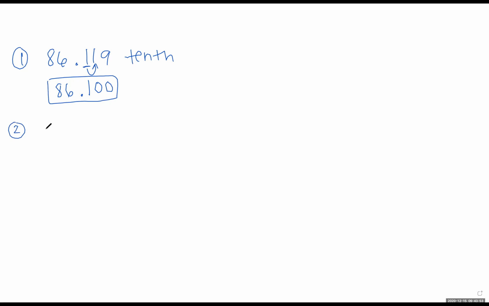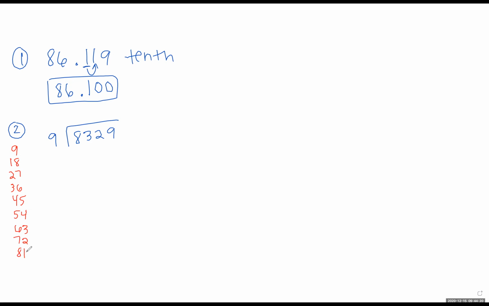Number 2, we have 8,329, and we're dividing this by 9. What I like to do is go ahead and skip count by whatever I'm dividing by, so I already have that listed out. So over here on the edge, I'm going to skip count. So 9, 18, 27, 36, 45, 54, 63, 72, 81.